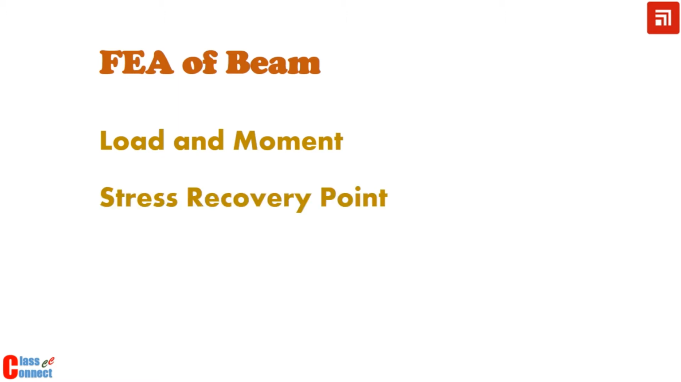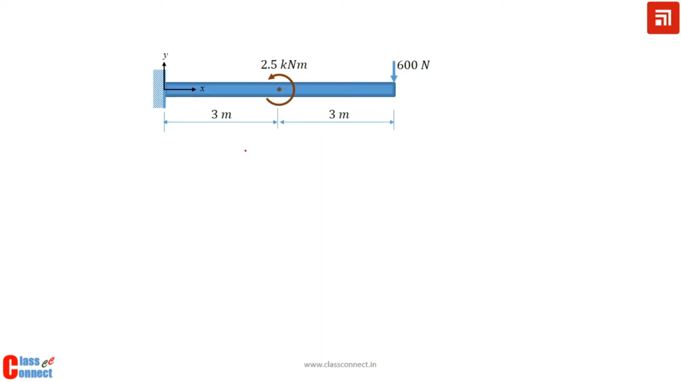So in this particular example, we will consider load and moment, both types of loading, how we can apply load and moment, and then we will take an example of a stress recovery point. For this, let us consider this particular problem of a cantilever beam. It is fixed supported here. One moment is acting, the magnitude is 2.5 kilonewton meter, and one load is acting here at 600 mm or 6 meter away from this fixed end.